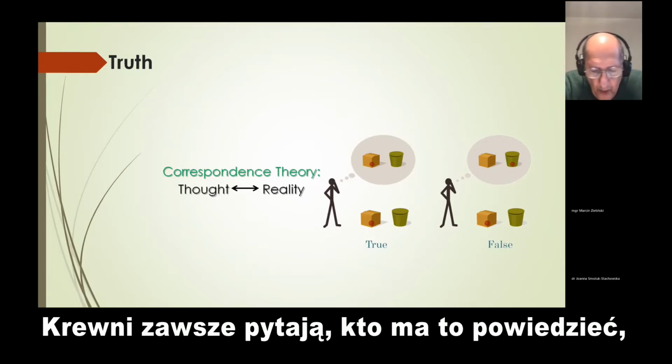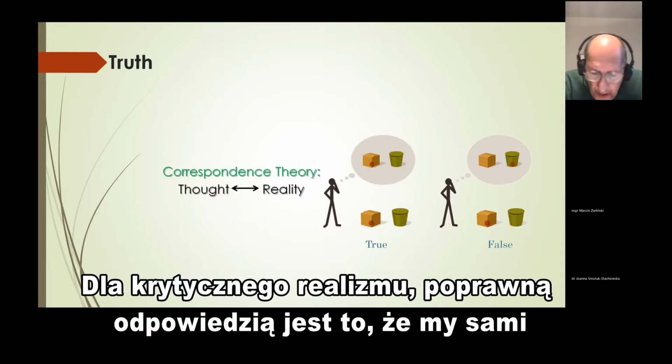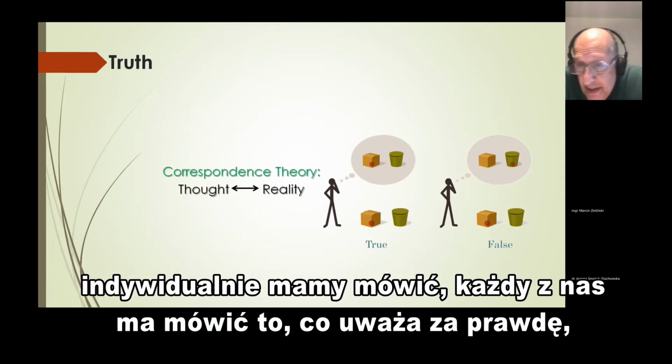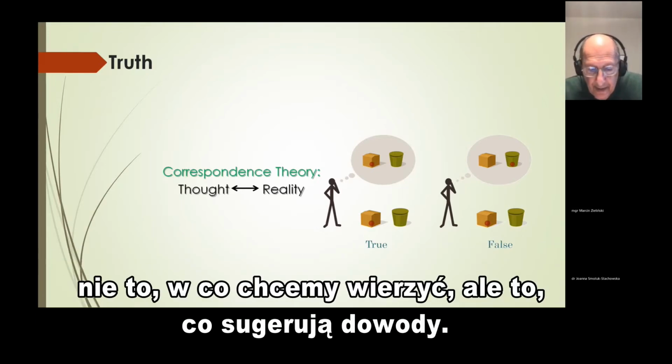The relativists always ask, who's to say? Who's to say what matches objective reality? For critical realism, the correct answer is that we ourselves individually are to say. Each of us has to say what we think is true. But what we say should reflect the best argument about what the objective reality is. Not what we want to believe, but what the evidence suggests we should believe.